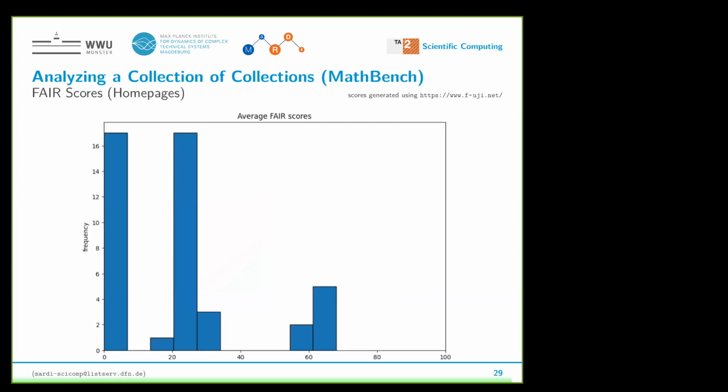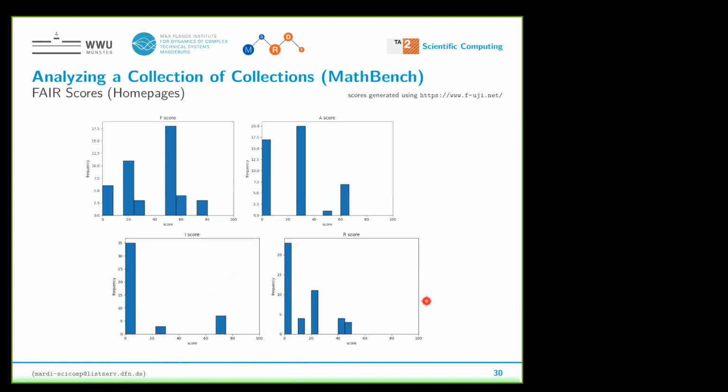And then we started using the FUJI FAIR score generator, and we fired that up on all these collections, and we checked what the average FAIR scores for those were that this tool would spit out. And well, it's also sort of devastating. A big part had a very bad score of around 0%. A few do rather well already, and then there's a bunch of things in an okay range.